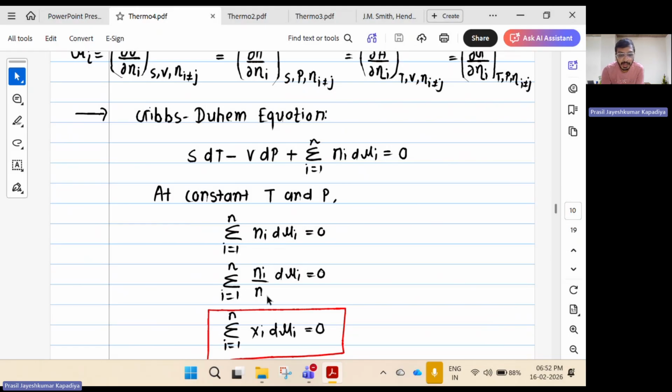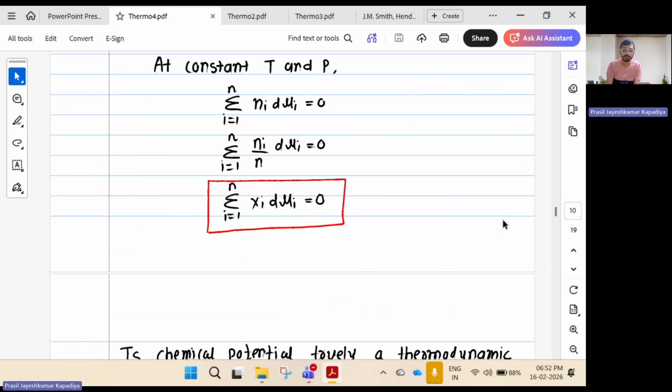So this n_i by n will be x_i. So summation i equals 1 to n of x_i d mu_i is equal to 0. This is what the Gibbs-Duhem equation says for a multi-component open system: summation i equals 1 to n, x_i d mu_i is equal to 0.